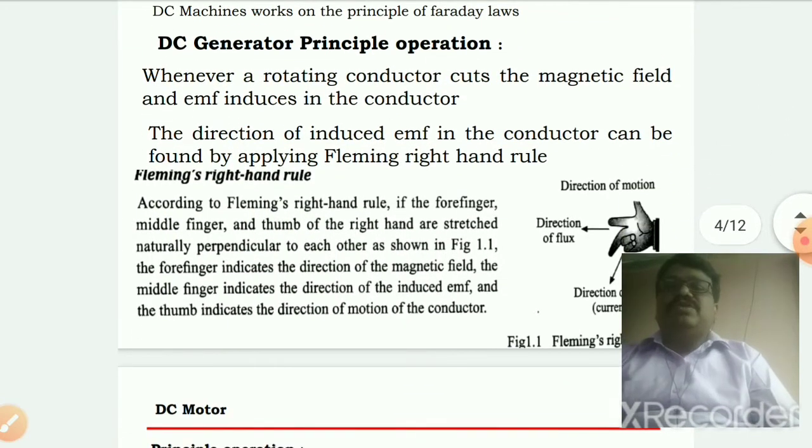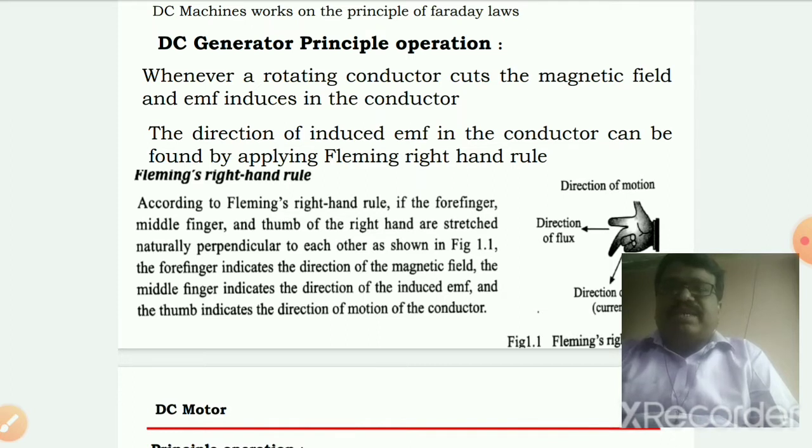Now, coming to the working principle of a DC machine. The DC machine works on the principle of Faraday's laws. The generator principle is that whenever a rotating conductor cuts the magnetic flux, an EMF is induced in the conductor. The direction of induced EMF in the conductor can be found by applying Fleming's right hand rule.